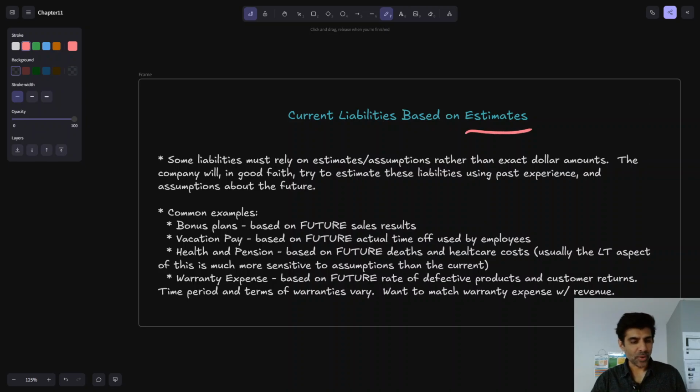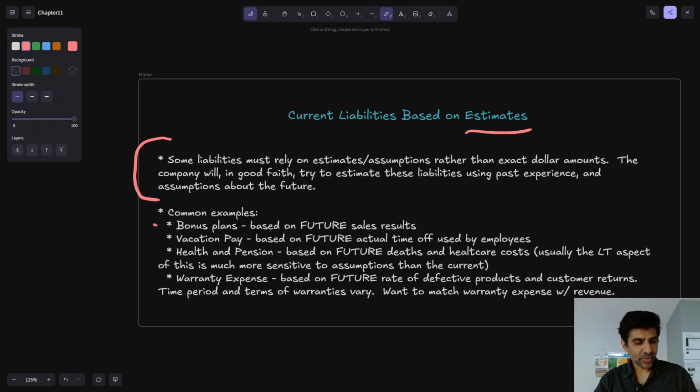estimates. So again, some liabilities, you don't know the exact dollar amount. When you borrow from a bank or you have an account payable for inventory you bought, you know the exact amount you owe. Some liabilities, you don't know that. You have to estimate that. It's similar to what we did with accounts receivable and estimating how much we would have to write off. What was our allowance for bad debt, right? This is a similar thing.